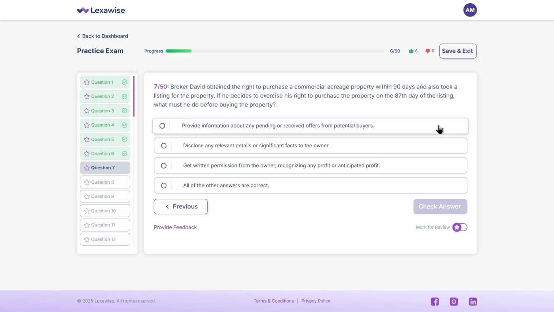A. Provide information about any pending or received offers from potential buyers. B. Disclose any relevant details or significant facts to the owner. C. Get written permission from the owner, recognizing any profit or anticipated profit. D. All of the other answers are correct. Think this one through carefully.